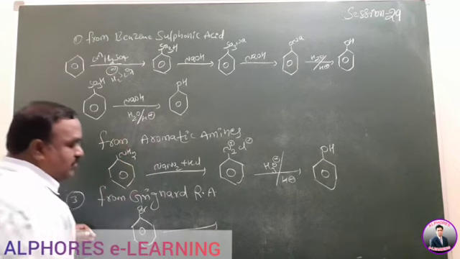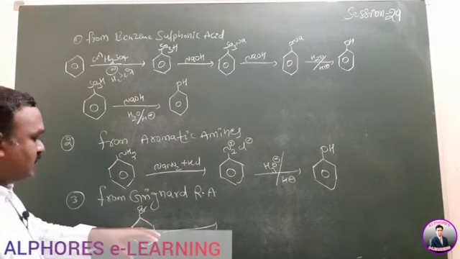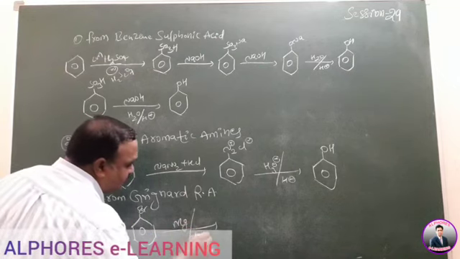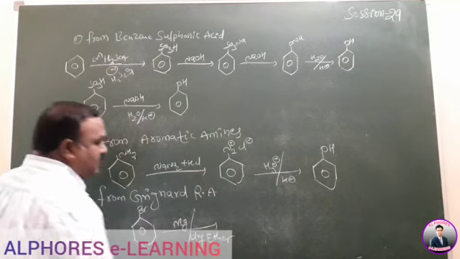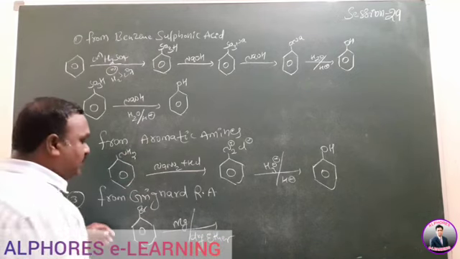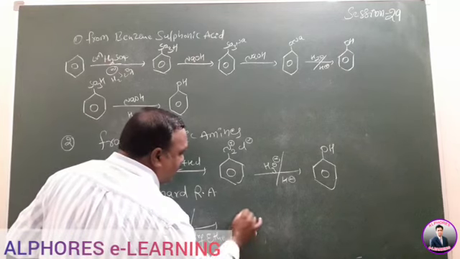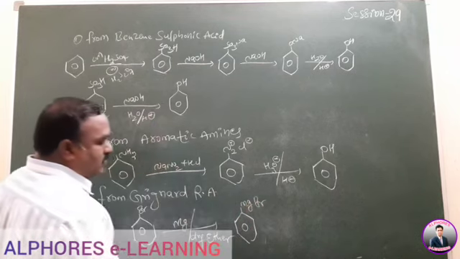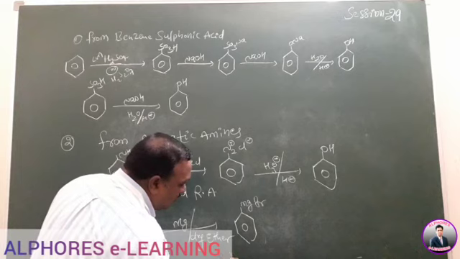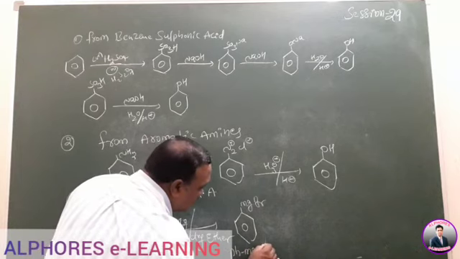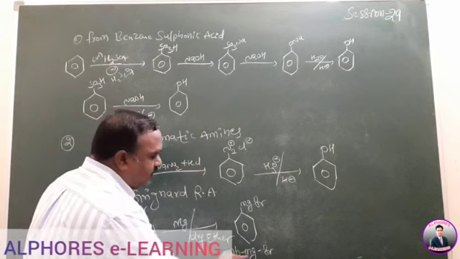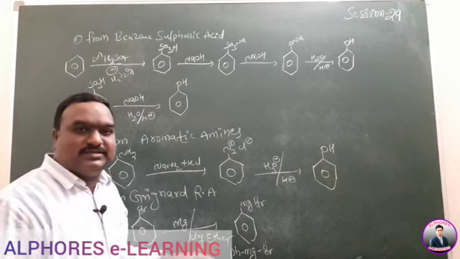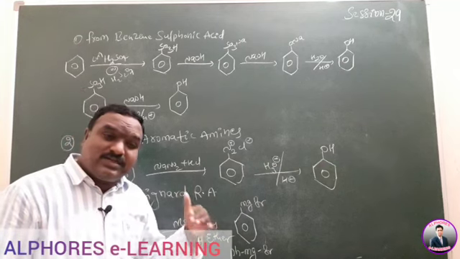So the bromobenzene compound reacts with which one? Magnesium, in the presence of what? Dry ether. Forms the phenyl magnesium bromide. The phenyl magnesium bromide, RMgX, is generally called Grignard reagent. The formed Grignard reagent reacts with oxygen.